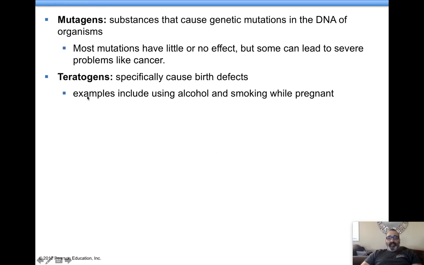Teratogens, things that cause birth defects. Smoking and alcohol while pregnant, not a smart thing, or doing any drugs while pregnant, can lead to birth defects in children. Smoking and alcohol commonly lead to a lot of mental birth defects in children.